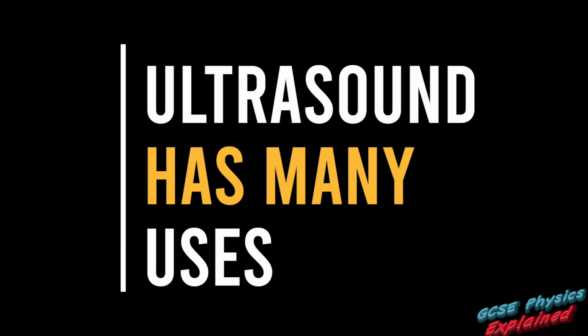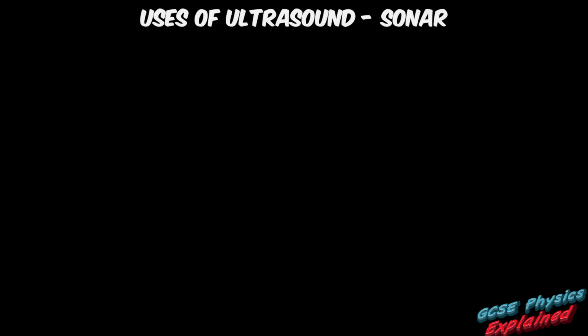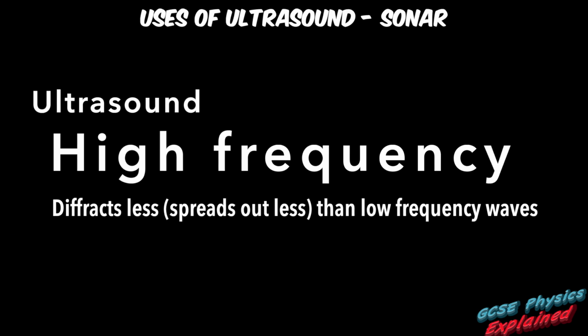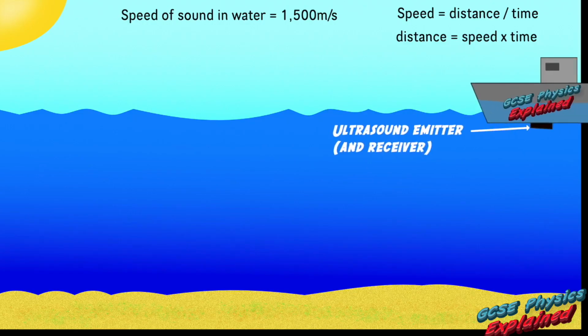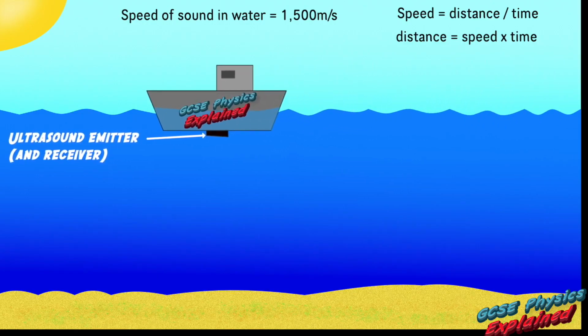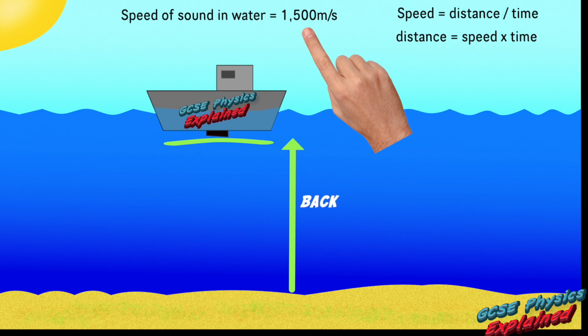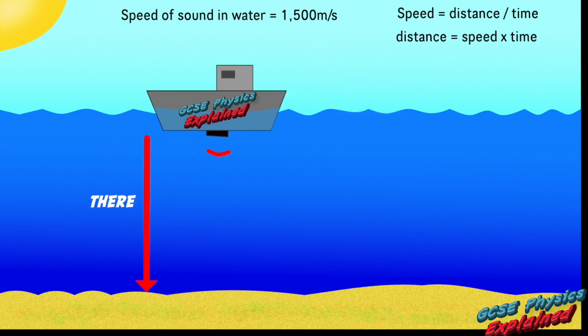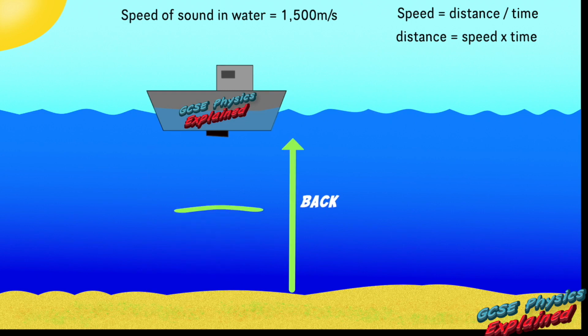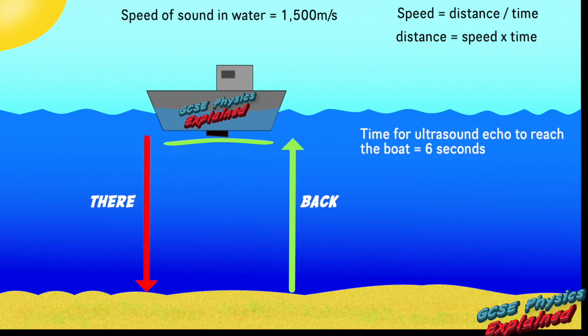Ultrasound has many uses, such as sonar for ships. Ultrasound has a high frequency, so it diffracts less, or spreads out less, than low frequency waves. Ships send out a pulse of ultrasound, which reflects off the seabed, and they can work out how deep the water is. If you know that the speed of ultrasound in water is 1,500 meters per second, let's say, send a pulse of ultrasound out of the bottom of the ship and record the time it takes for the echo to return. Just say it takes 6 seconds for the ultrasound to return to the ship.